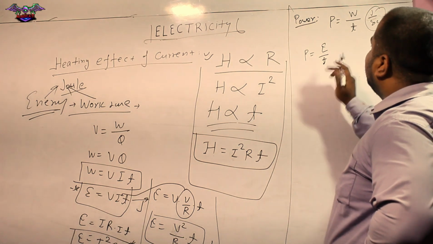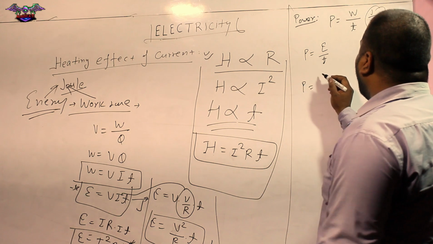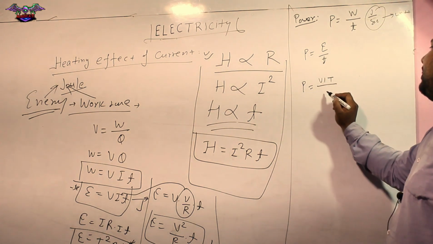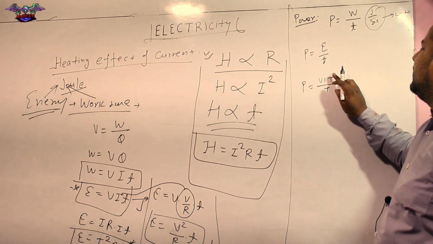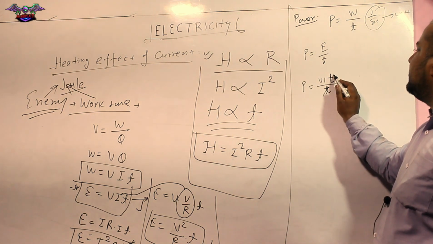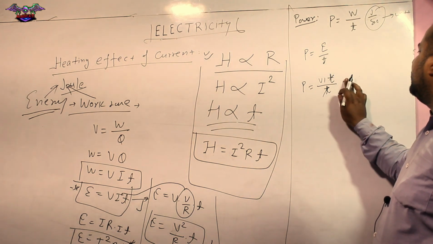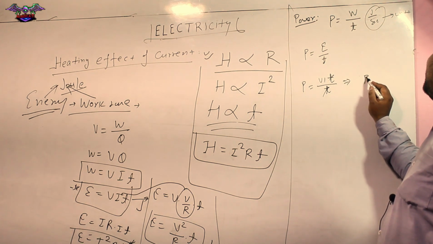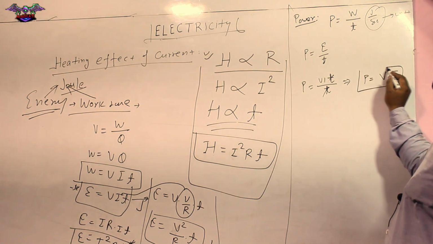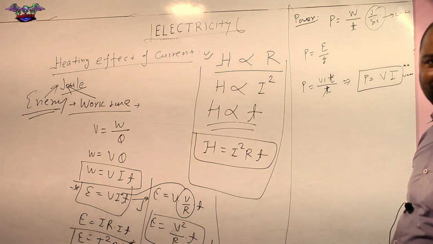You can put in different values for power. The first formula: energy is VIT, so VIT upon T. T will cancel. So what is the result? Power equal to voltage into current, P equals VI. This much watt. First formula.